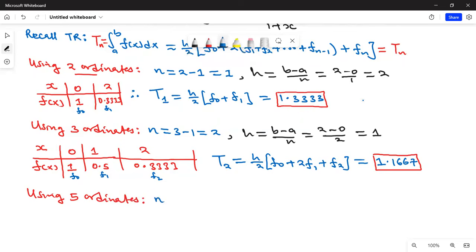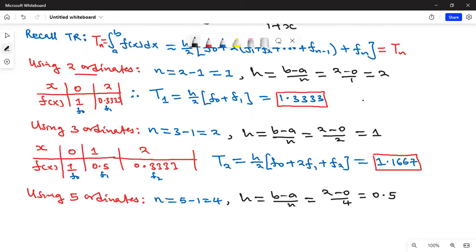Automatically, we need to calculate n. So that will be 5 minus 1, which is 4. So that means we have 4 subdivisions. And so with that, you can now calculate the step size. That is h is equal to b minus a over n. That is 2 minus 0 over 4. And so that is 2 over 4, which is 0.5. That's now our new step size.